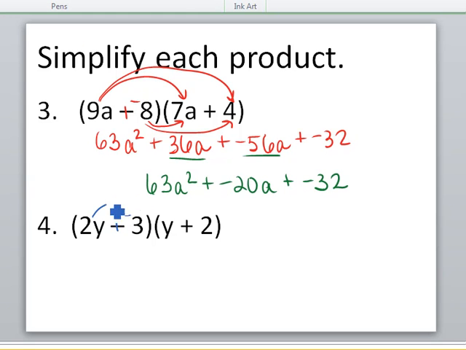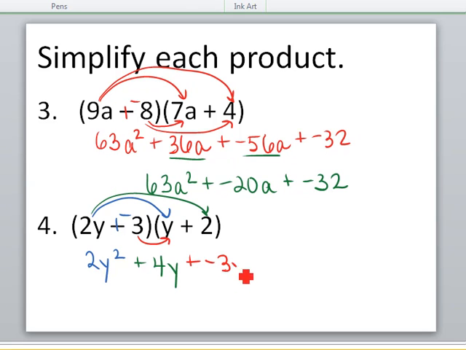On the next problem, I'm going to distribute my 2y times y, which would be 2y squared. Then I'll multiply my 2y times my 2, which would give me 4y. Now I'm going to take my negative 3 and distribute it to both of the numbers in the second set of parentheses. So the inner terms would give me negative 3y. And then my last term times my last term gives me a negative 6. Combine my like terms. 2y squared. 4 and negative 3 makes 1y. Plus negative 6.